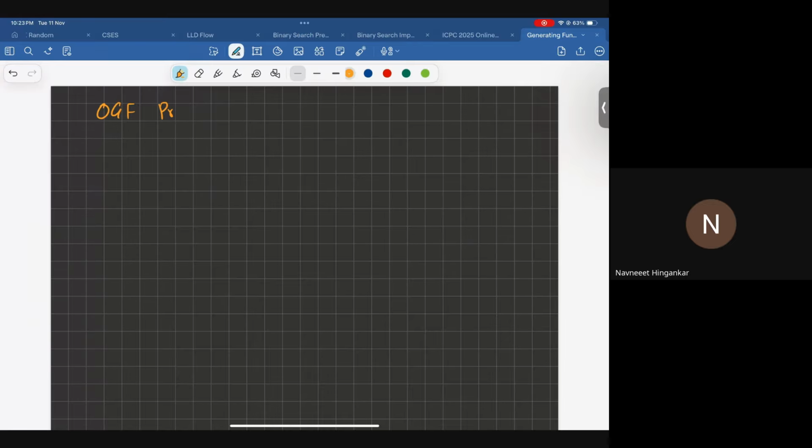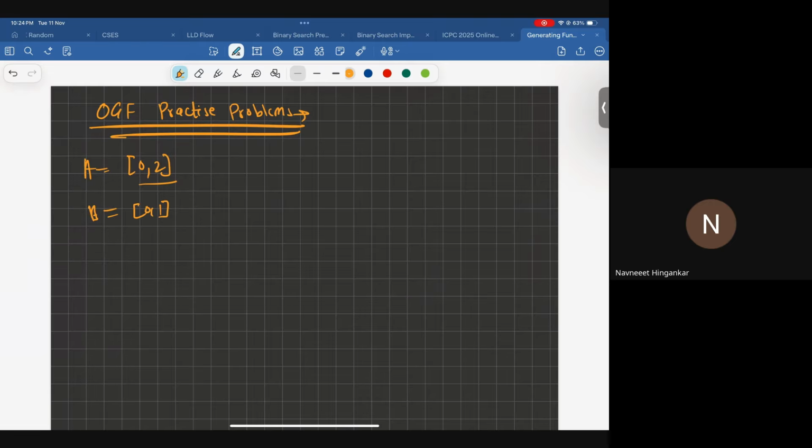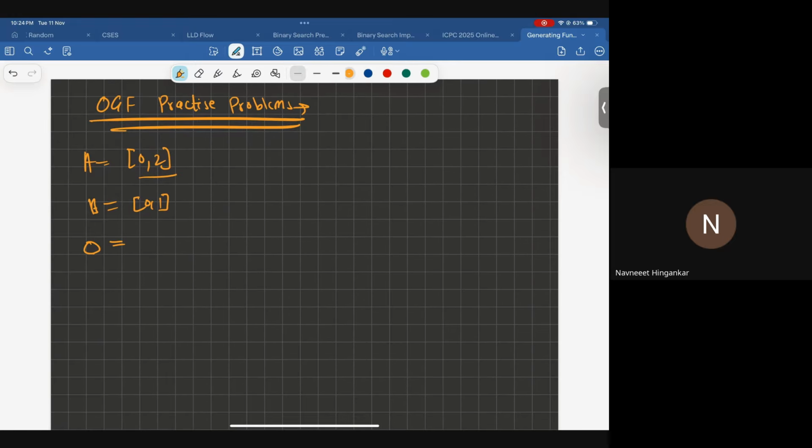OGF practice problems. Let's practice a few problems, then you will get the perfect idea of how we use it. So, the first problem is about fruits from which we can buy any number of apples between 0 and 2. For bananas, we have 0 to 1. For oranges, we have 0 to 1 basically.